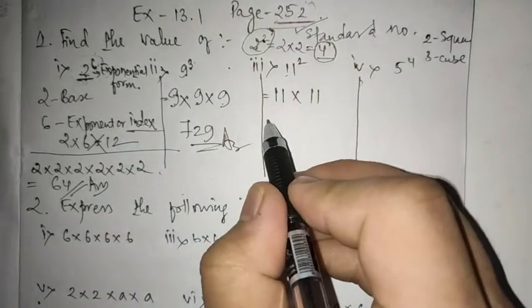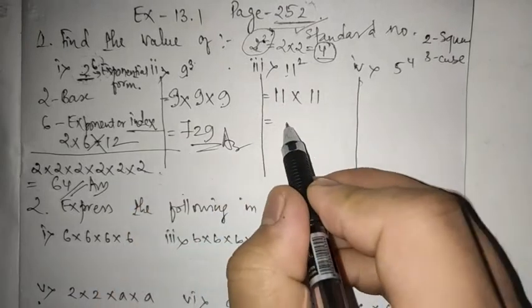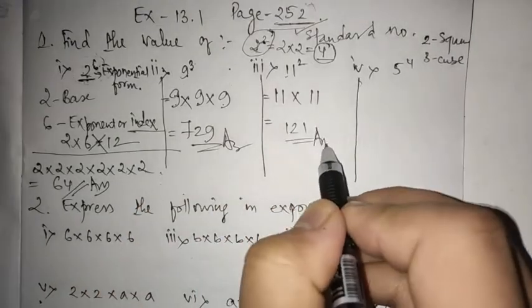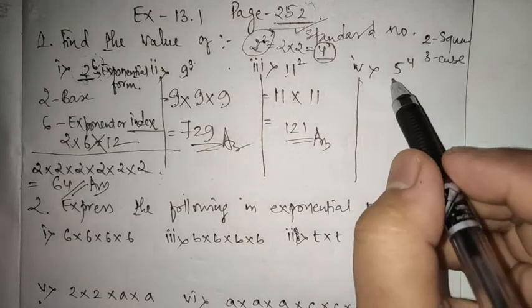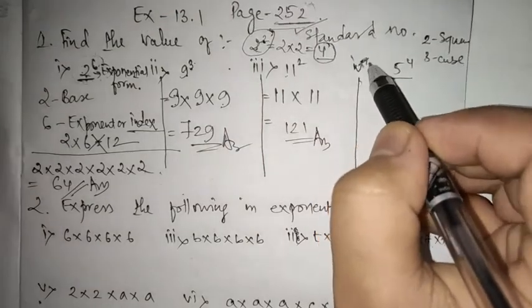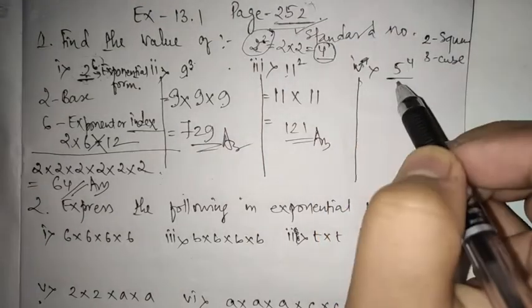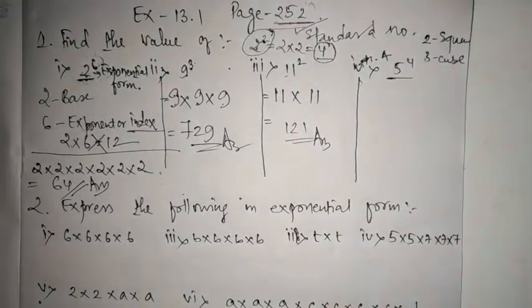11 into 11 is 121. You know this. Easy one, right? So the last one which is left will be yourself. You are going to do it. This is home assignment, HA. Okay.